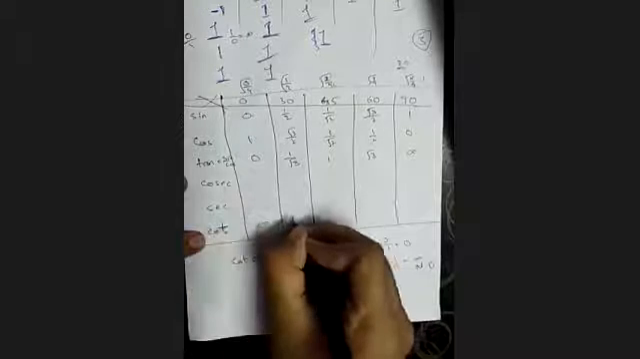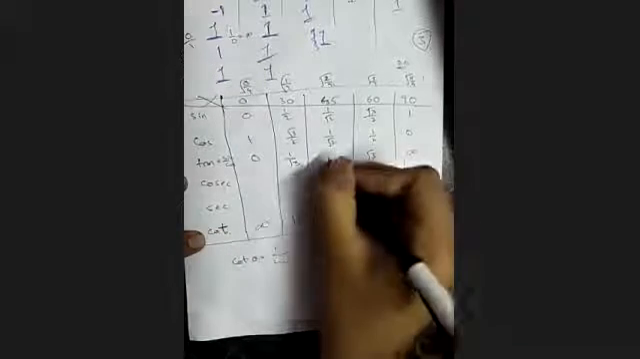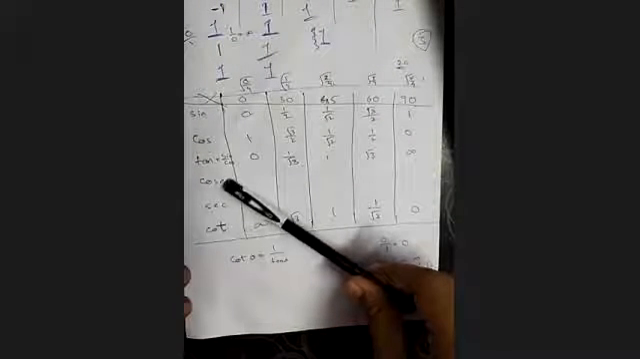So what is tan theta? 0, 1 by root 3, 1, root 3, and infinity. Just reverse it. So cot theta is infinity, root 3, 1, 1 by root 3, 0. Understood? Reverse of tan is cot. Reverse of sine is cos. Understood till here?